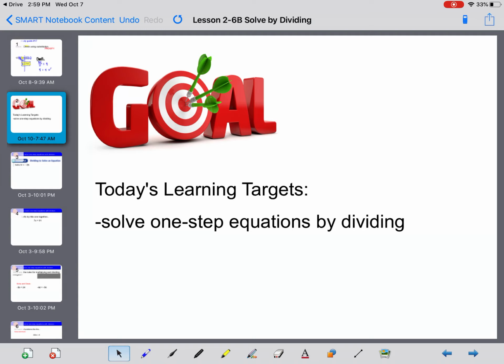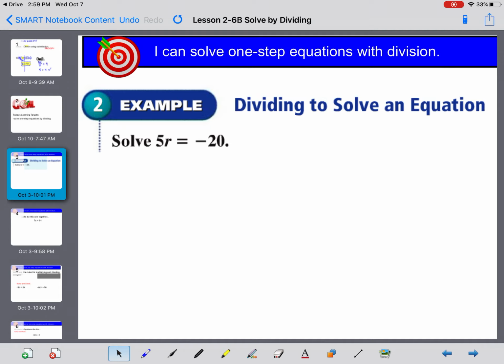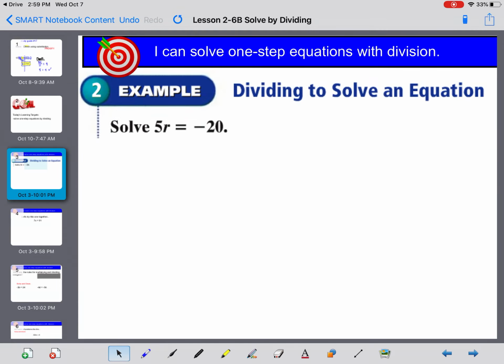Today's learning target is to be able to solve one-step equations by using division. So we have learned about how to solve equations using adding, subtracting, and multiplying. In this example, 5 times r equals negative 20. I can see that my first step, like every other time, is to draw a line down my equal sign.